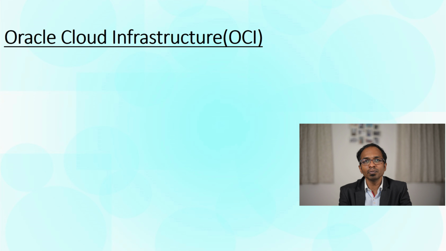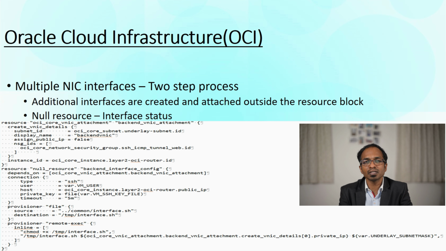In OCI, virtual machine deployment and public API deployment are sometimes 1 or 2 minutes faster than other clouds. Just like Azure, OCI API key generation is quite tricky. All other configurations are straightforward in OCI. Multiple interface creation involves a two-step process. I can directly create the primary interface within the OCI core instance. Any additional interfaces should be created outside the resource block and attached to the virtual machine.